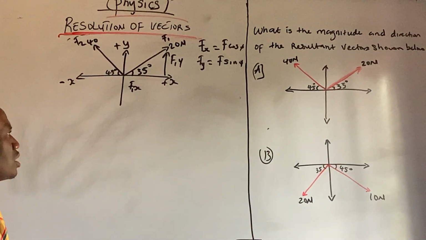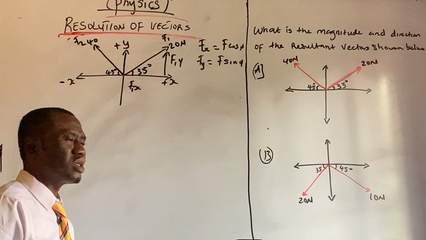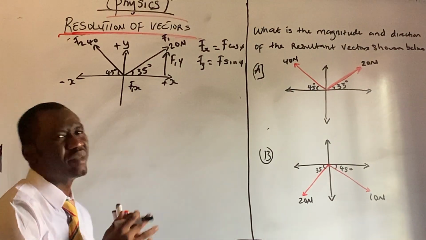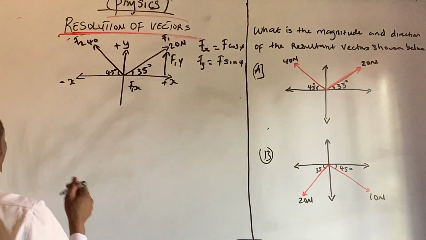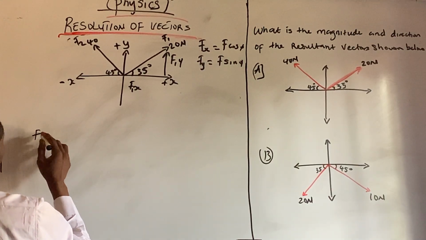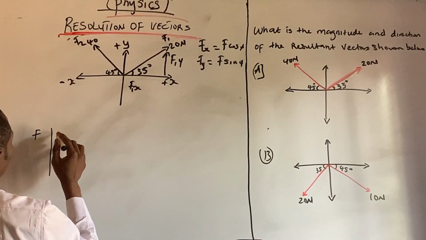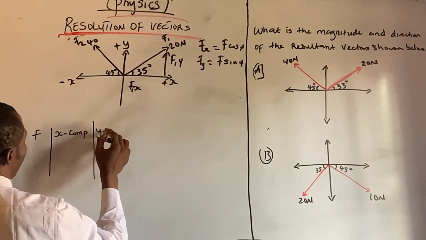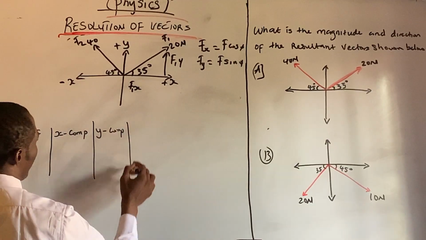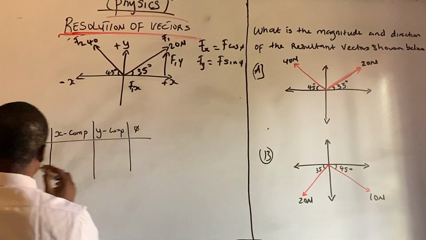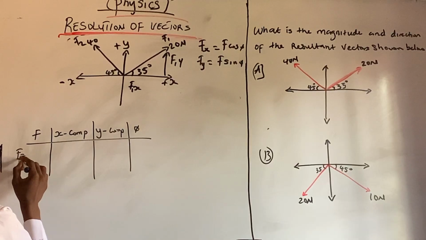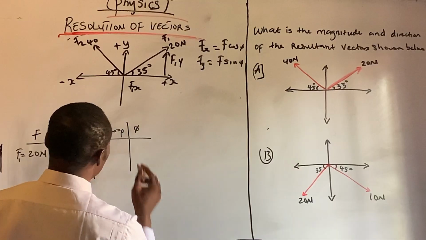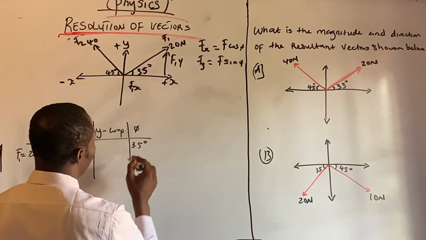So what we're going to do is to draw a table so that we can plug in our calculation in that table so that our calculation will not be scattered. So let's draw a table. The first column is the force. After the force, we have the x component, then the y component, then the theta. All right. Now, what's the force? The force F1 is 20 Newton, and the angle is 35 degrees.